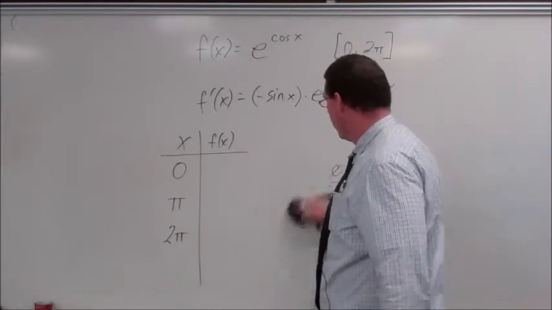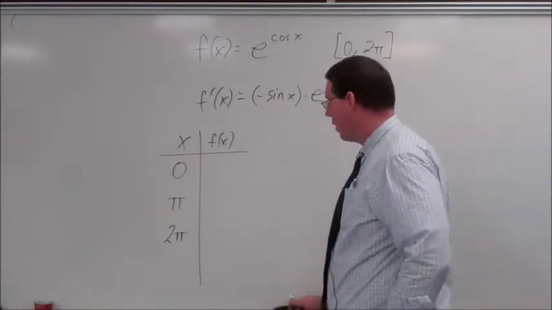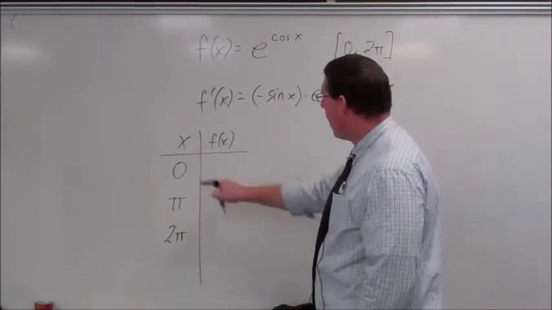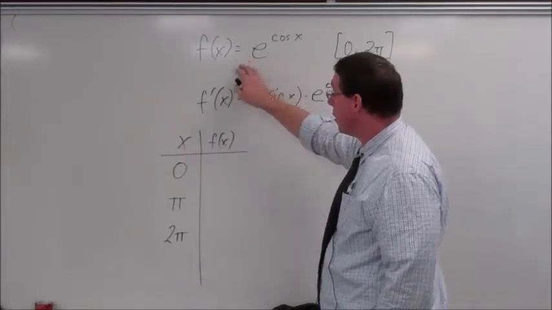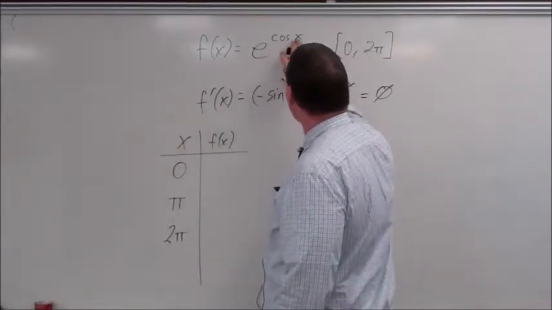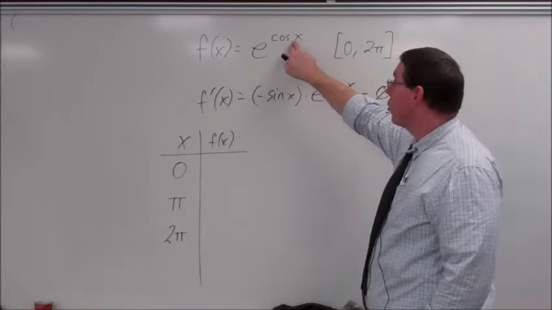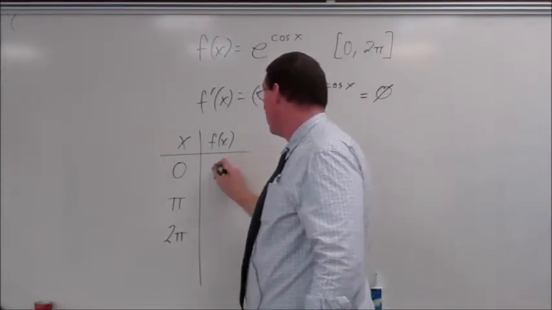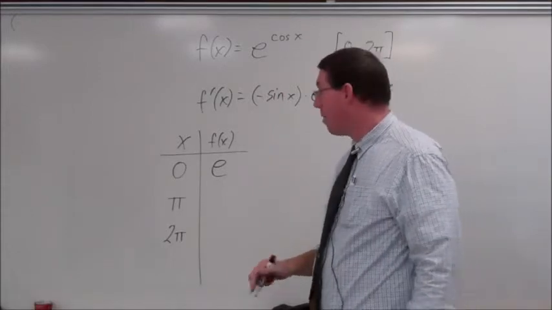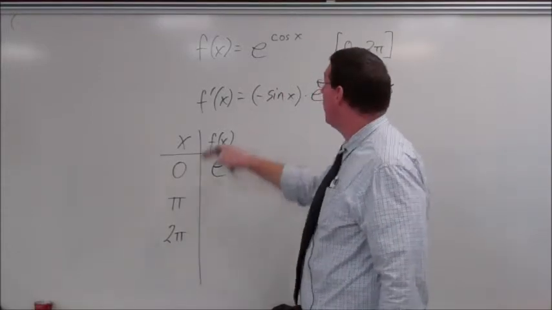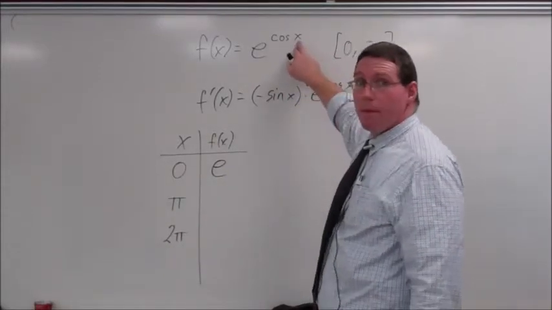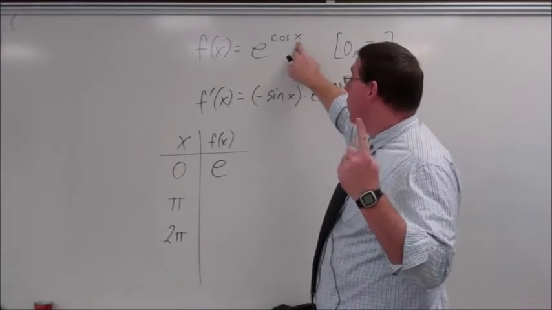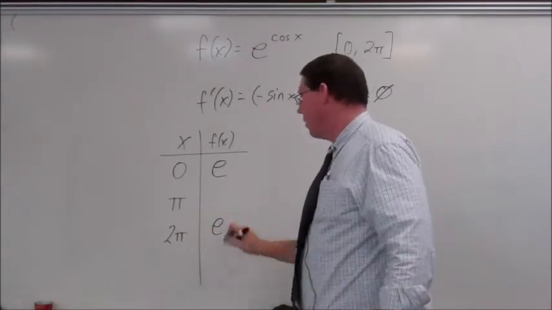You can just rewind the video if you want to see that again. Okay, so now I'm going to plug 0 into the original function. If I plug 0 into this, what's cosine of 0? Well, cosine of 0 is 1, and e to the first power is just e. So that's e. By the way, 2 pi, if I plug 2 pi in, cosine of 2 pi is also 1. So e to the first power, that's also e.